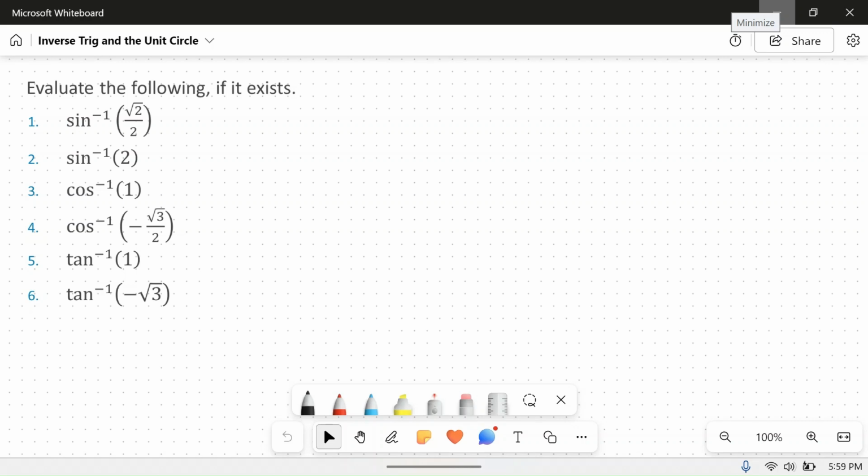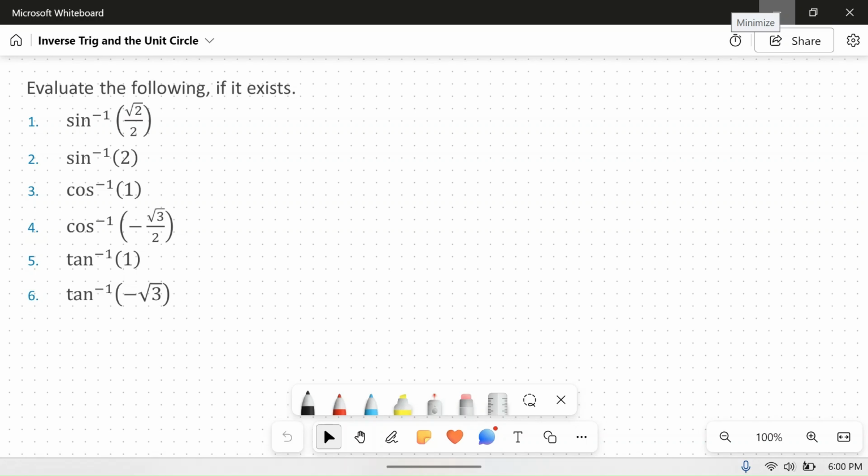Let's look at a few examples of how we can use our unit circle to evaluate some inverse trig expressions. So I have 6 examples here. We want to evaluate each one if we can, if it exists. So our first example is we want to compute the inverse sine of the square root of 2 over 2.